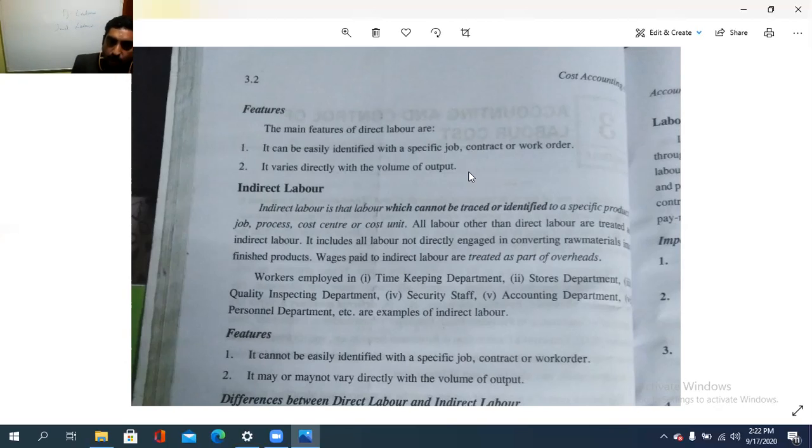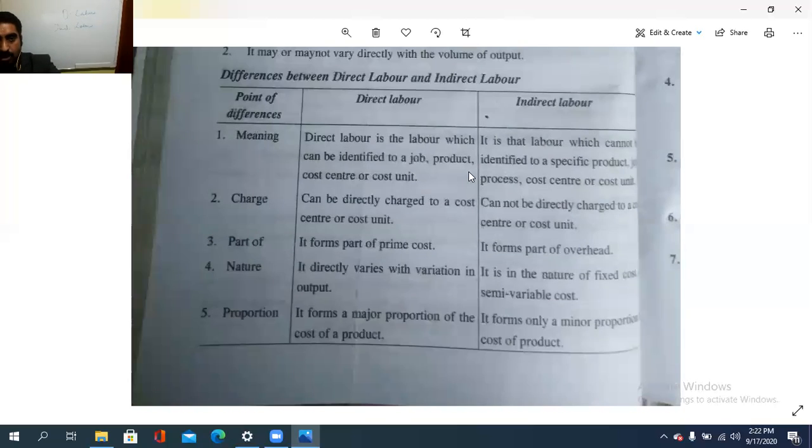Features are, it cannot be easily identified. The exact opposite of what was said first. It can be easily identified, which one? Direct labor cost. While indirect labor cost cannot be easily identified with a job, a production process, or a product, or a contract, or a work order. And it may or may not vary directly with the volume of the output.